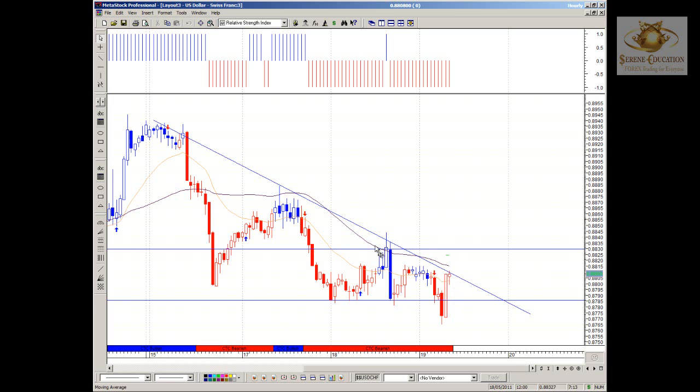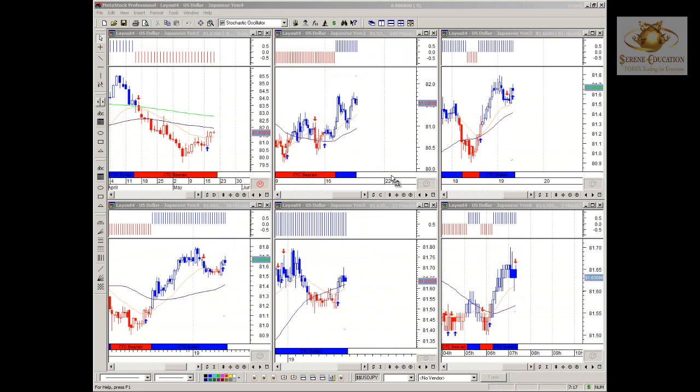So we need to see a confirmation break of the prior major swing to the downside, in this case at least above 8830, to definitely give us a confirmation buy signal. If we don't get that, then we should still be looking for opportunities to the downside.